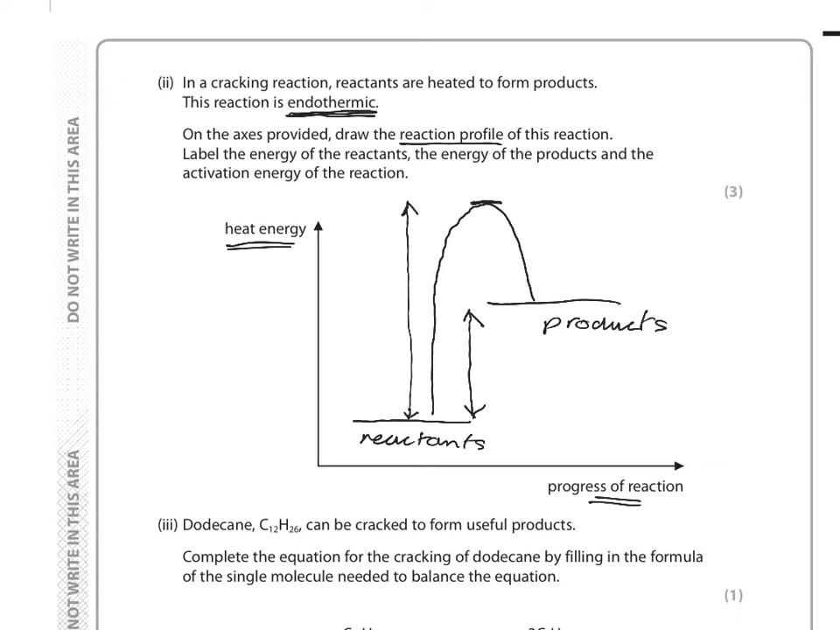So I draw that on, and this is the activation energy, and this is the energy taken in during reaction. Now you've got 3 marks. You've got 1 mark for the energy of the reactants, 1 mark for the energy of the products, and 1 mark for marking on the activation energy.